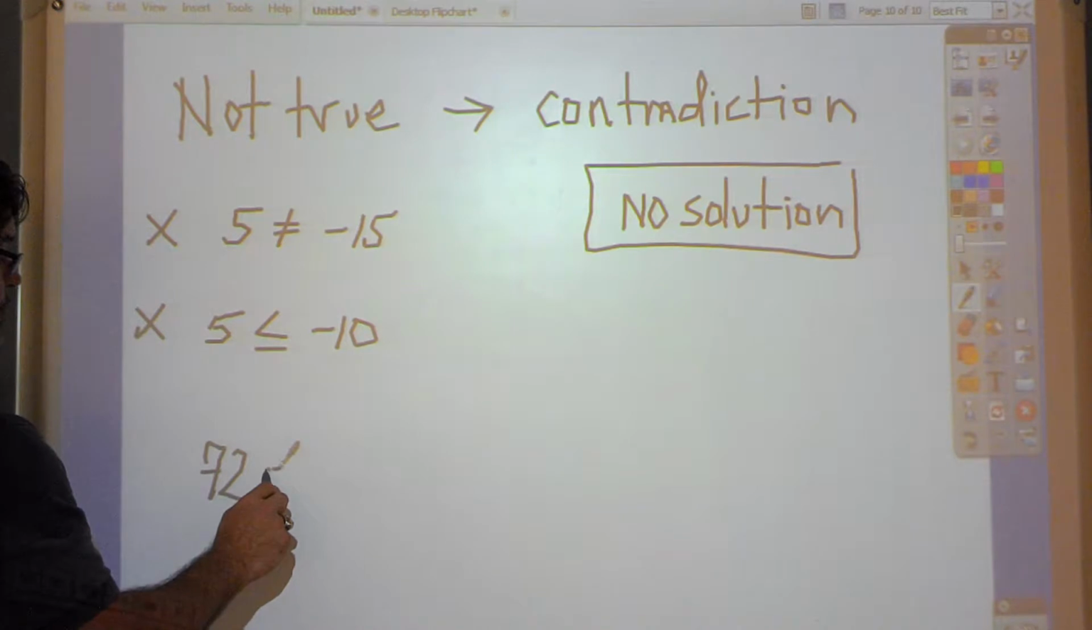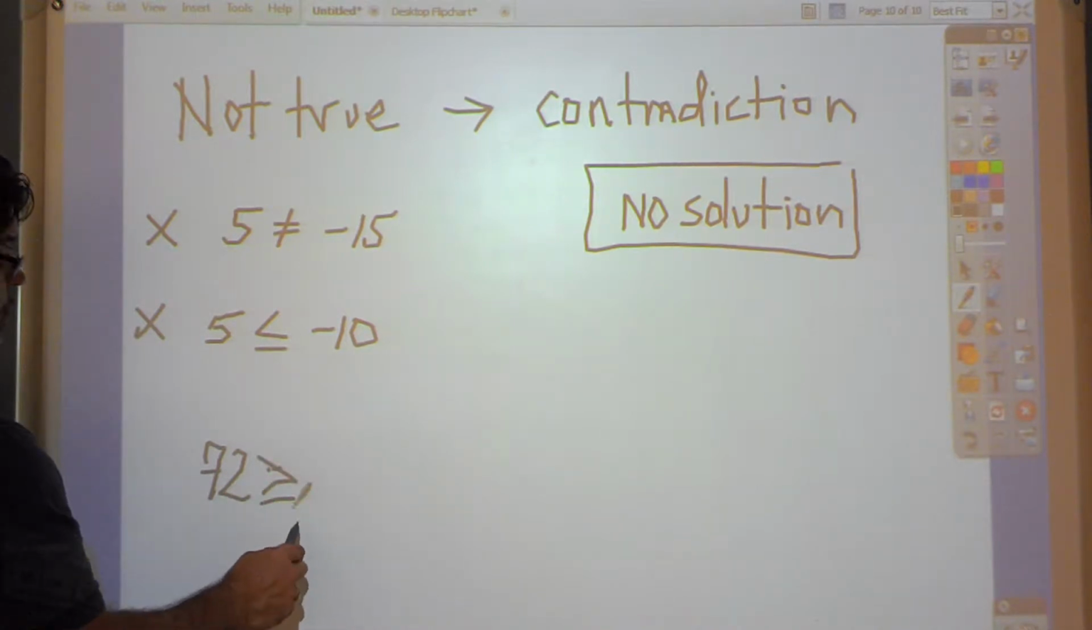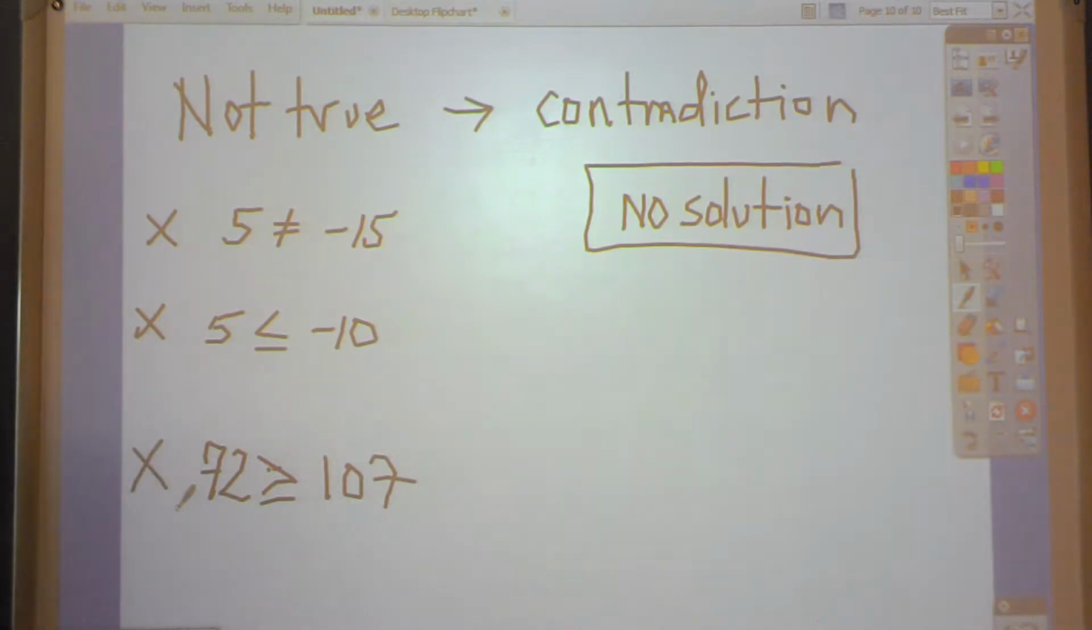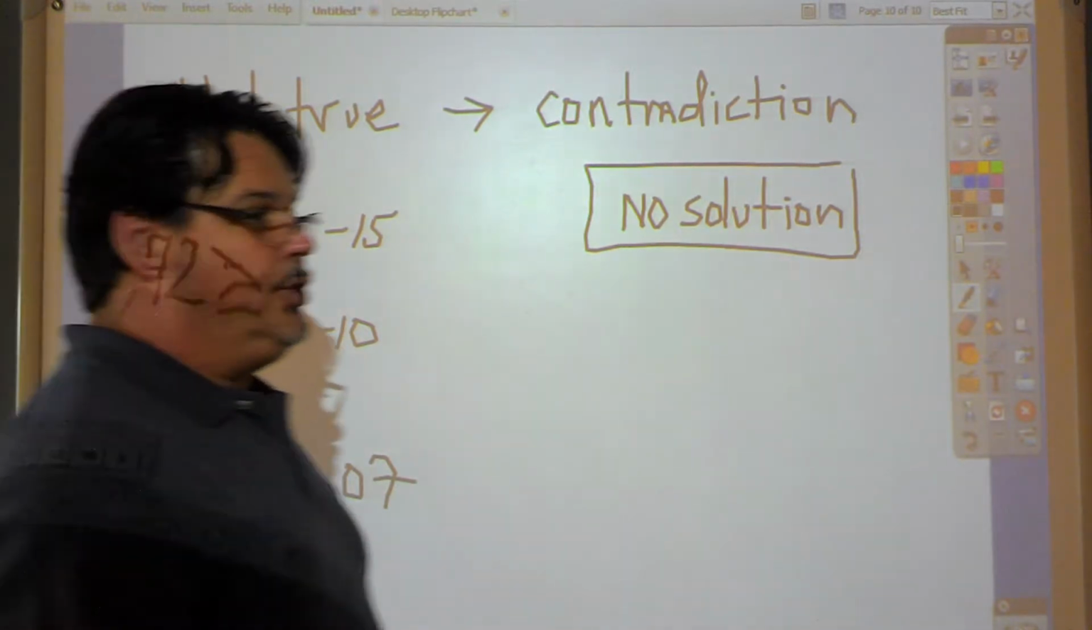is greater than or equal to 107. Well, that's not true. If you get anything that isn't true, your answer is no solution. And how do you graph no solution? There's nothing on it. There's nothing on the graph. No solution means no answer.